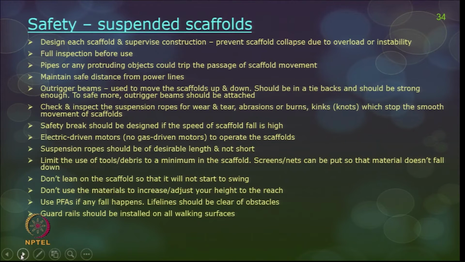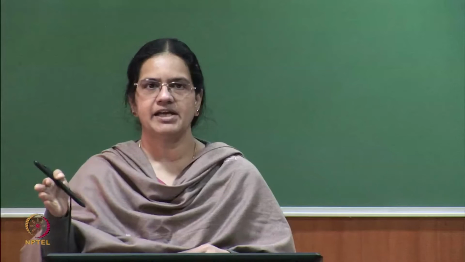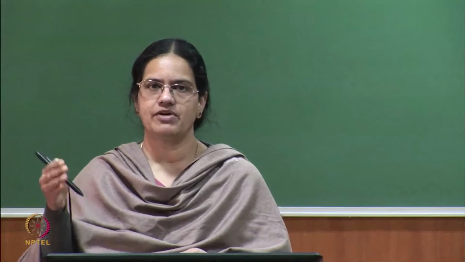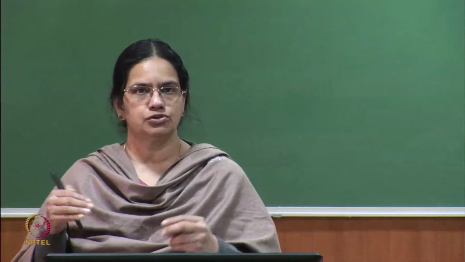And since these scaffolds are overhanging from the top support, any pipes or any protrusions on the wall or the surface from where the scaffolds are hanging should all be avoided, and accordingly the scaffolds should be suspended. Because it can cause a trip of the scaffold, or even a movement of the scaffold itself. And again, maintain a safe distance from the power lines.